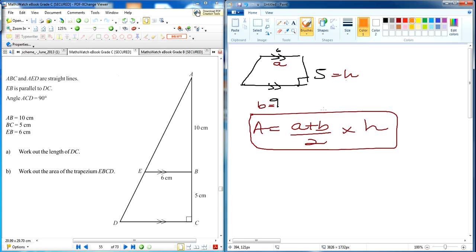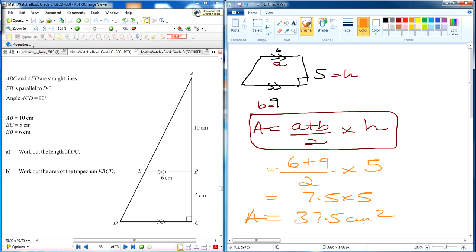Let's put the values in. What is the A value? The A value is 6 and the B value is 9. So 6 plus 9, divided by 2, times by the height, which is 5. So 6 plus 9 is 15, divided by 2 is 7.5, times by 5 is 37.5. So that is the area of the trapezium EBCD.